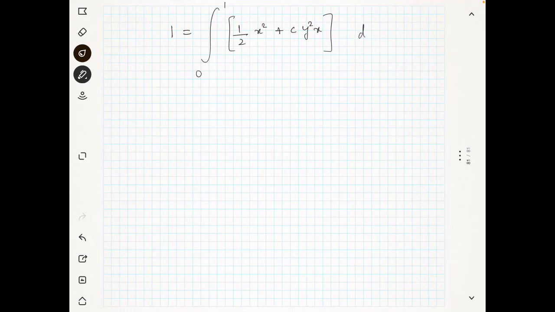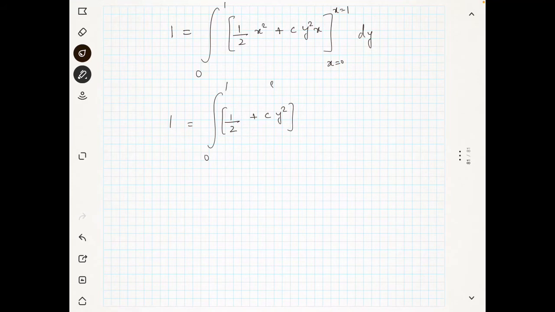Again you have to integrate with respect to y, but x changed from x equals 0 to x equals 1. So you have to use this notion. Now you can see here, after substituting this, you will get 1 equals, actually if you put x equals 1, then this becomes 1/2 plus c into y squared. Next you have to integrate this value from 0 to 1.